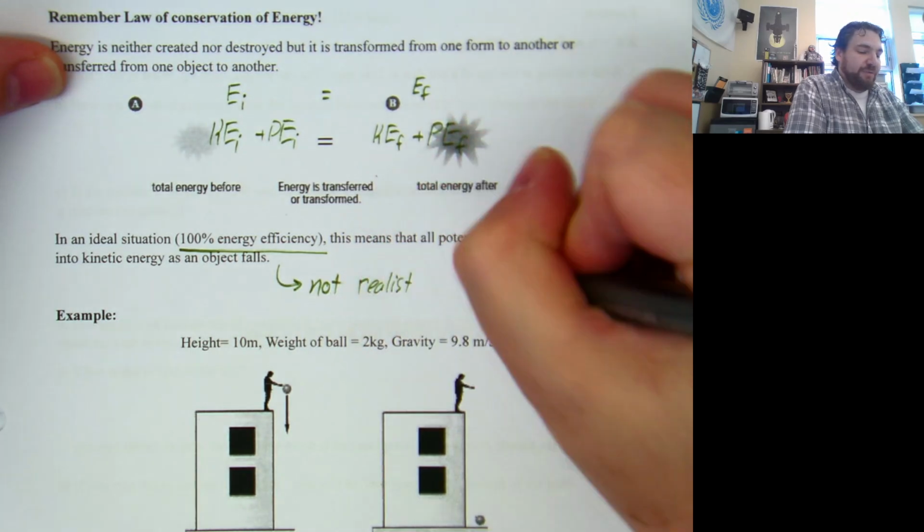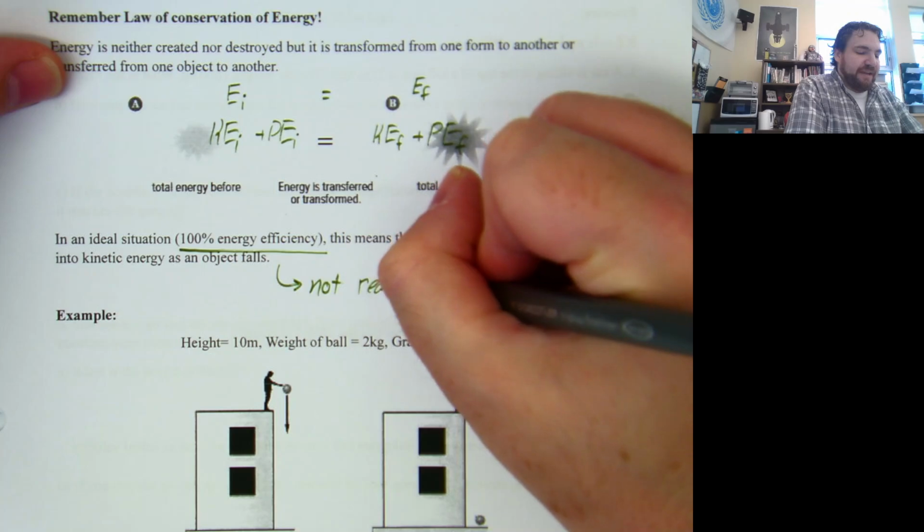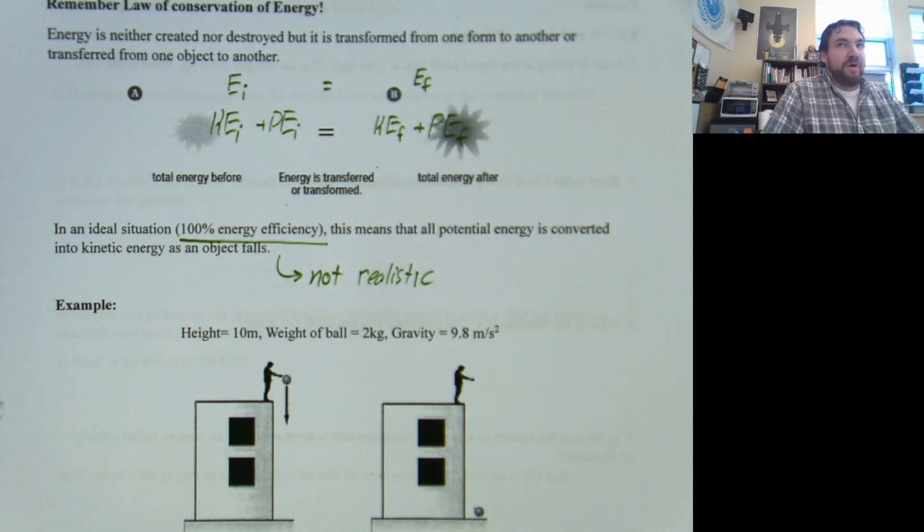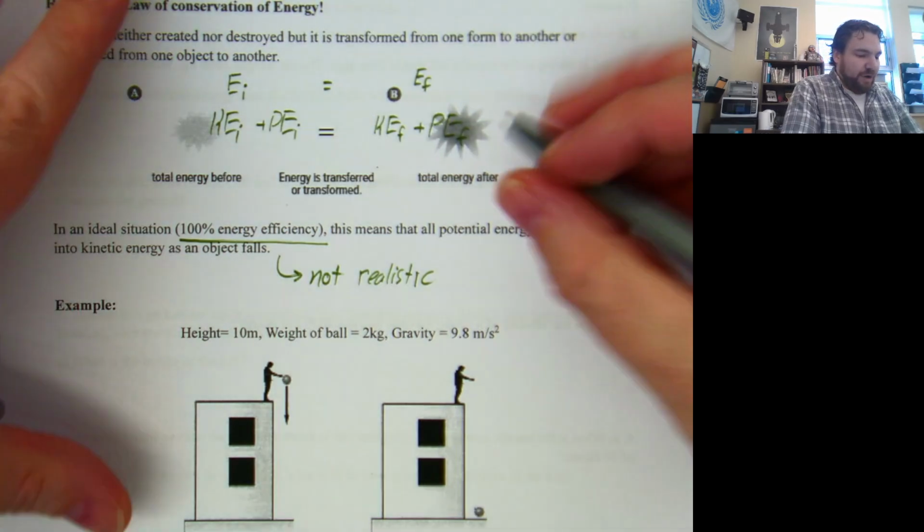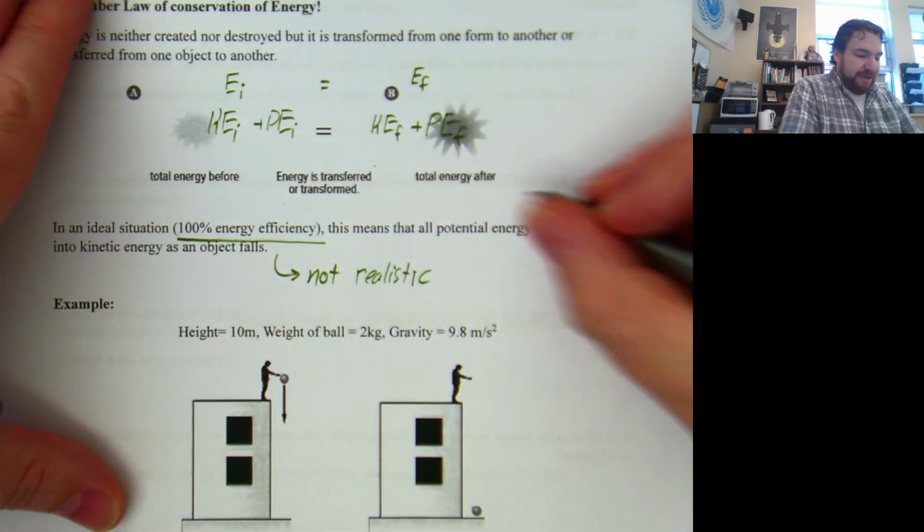What do falling objects do as they speed up? They also, no, as they speed up, they also gain what? Thermal energy. They get hotter. Objects that fall in the presence of air are going to heat up due to the friction of the air. So what we're doing here, this is not realistic because of the air.